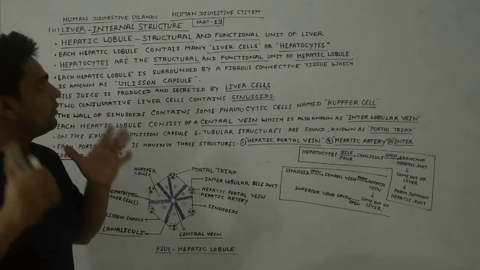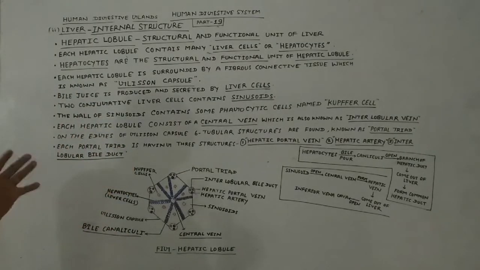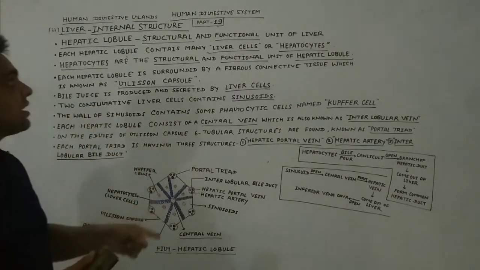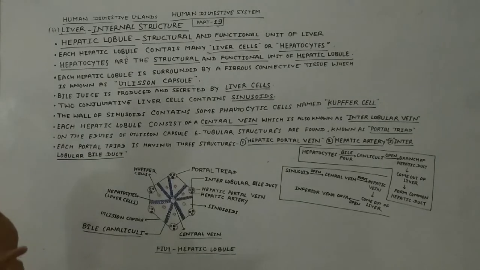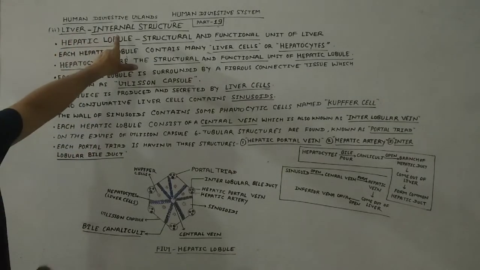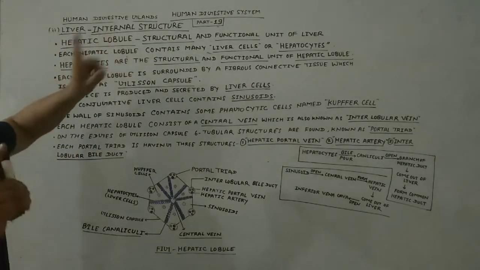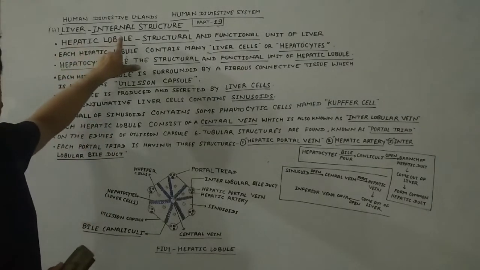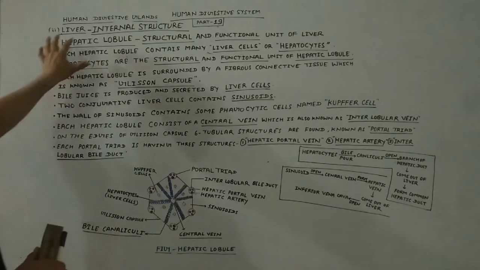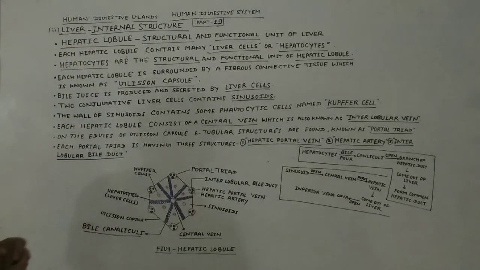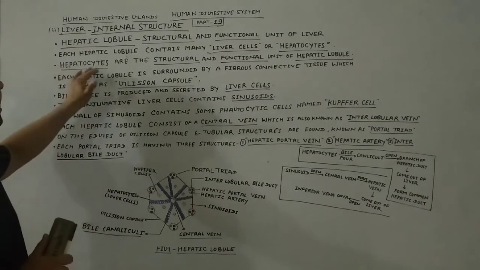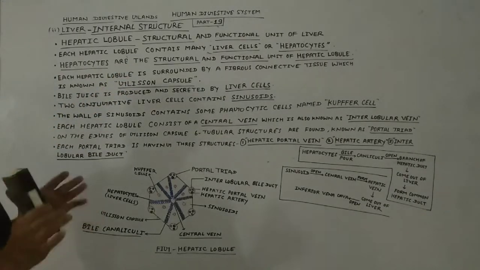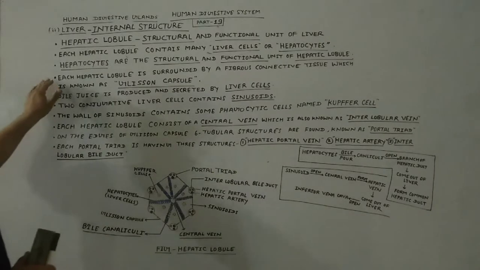And I want to tell you one more thing that is very important from the examination point of view: liver cells are the structural and functional unit of hepatic lobules, not of the liver. Clear? The structural and functional unit of the liver is the hepatic lobule. So don't be confused about these two terms. Hepatocytes are the structural and functional unit of the hepatic lobule, as I told you.